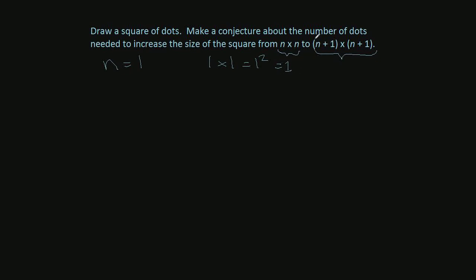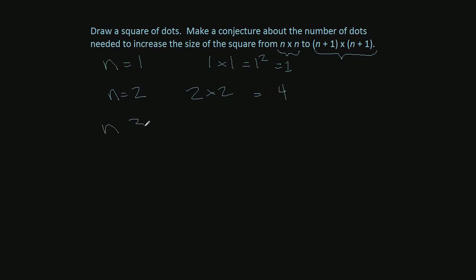Then it says the next size square is going to be n plus 1 times n plus 1. Well, if n is 1, what's n plus 1? It's 2. So this is going to be 2 times 2, because 1 plus 1 is 2, 1 plus 1 is 2, so 2 by 2. We know that's squared, but we'll just say it's 2 times 2, because that's what the equation is. That's going to equal 4.